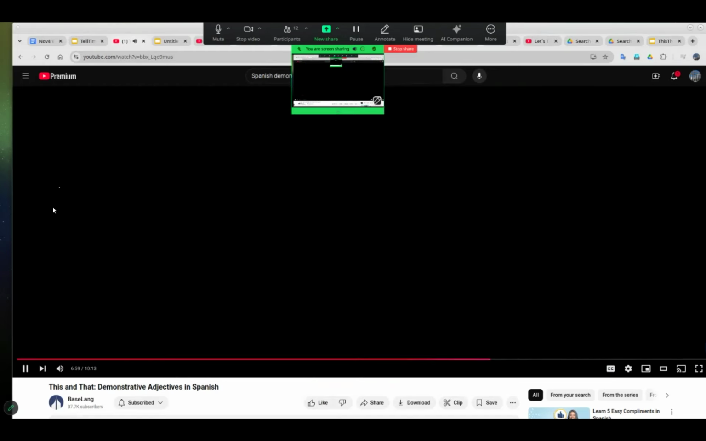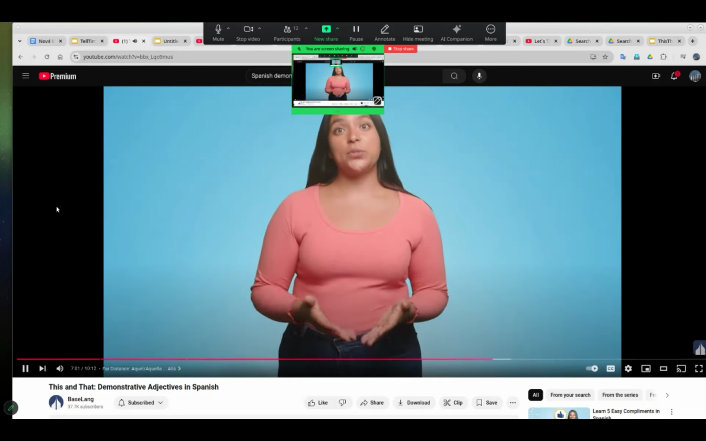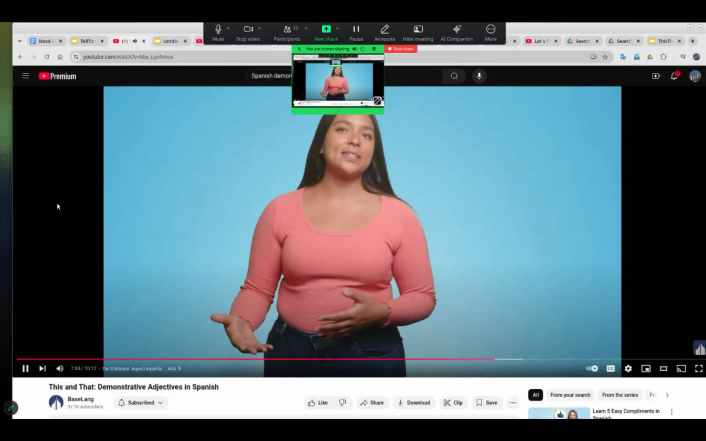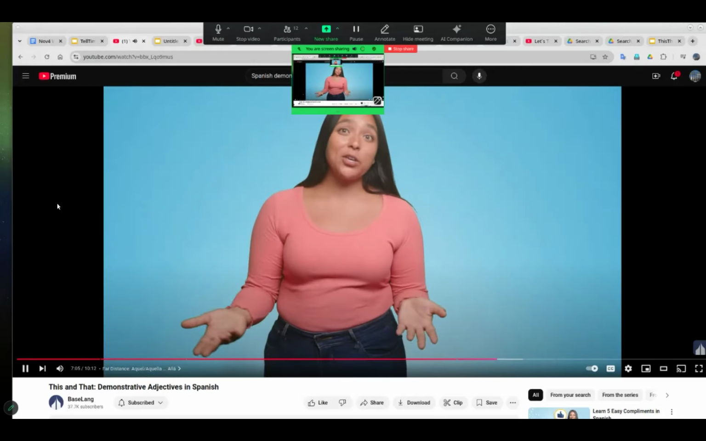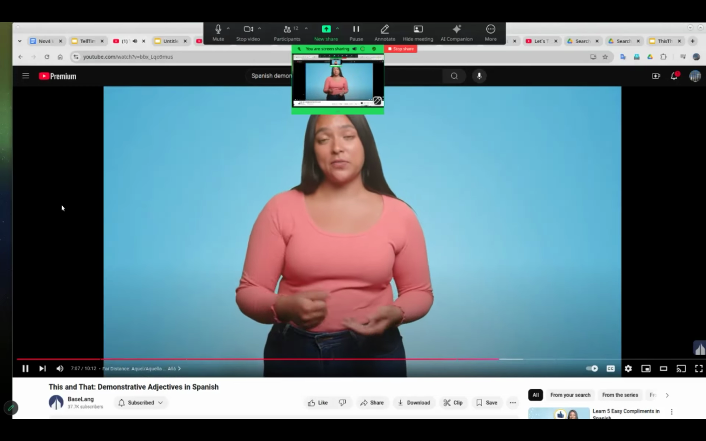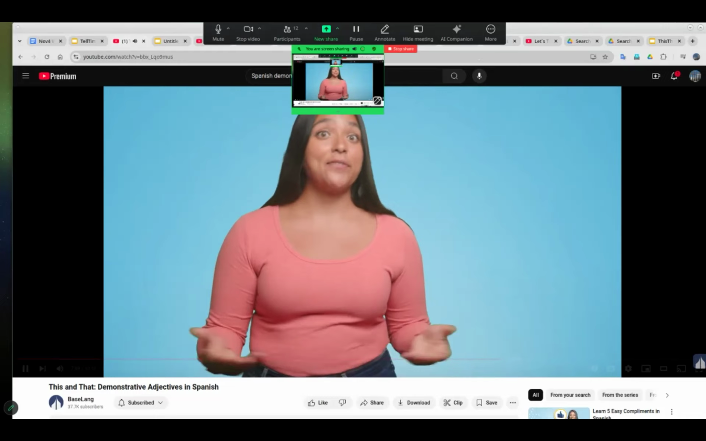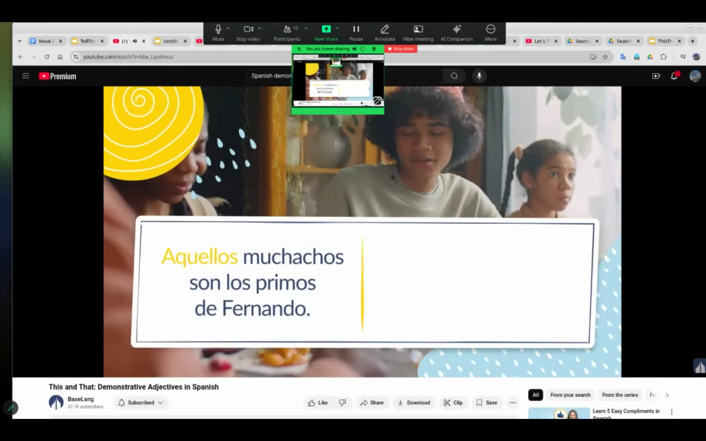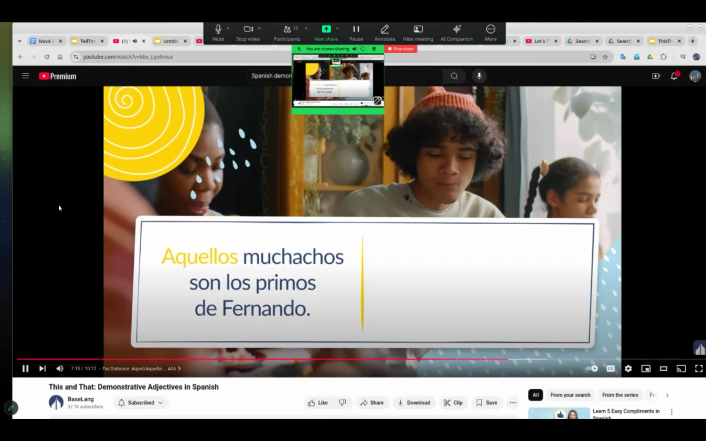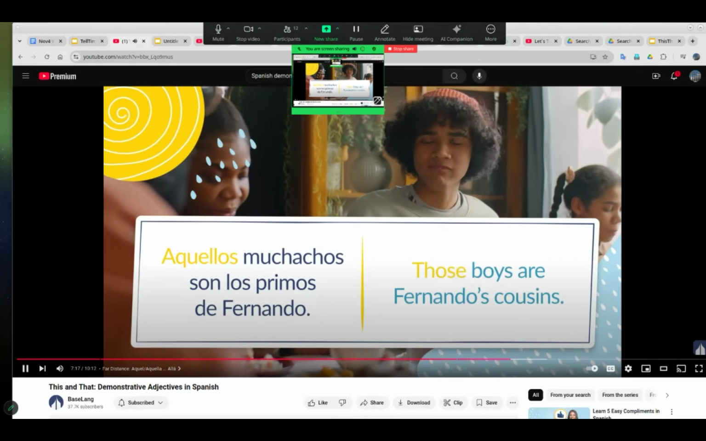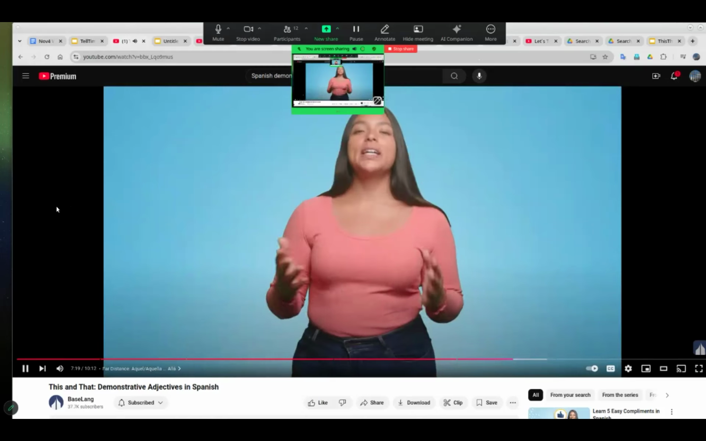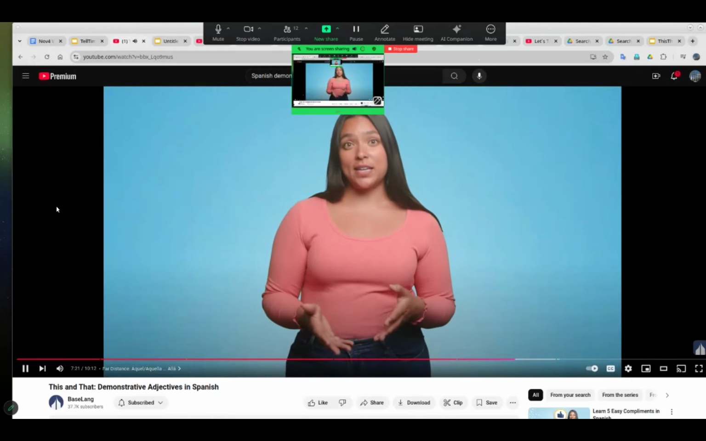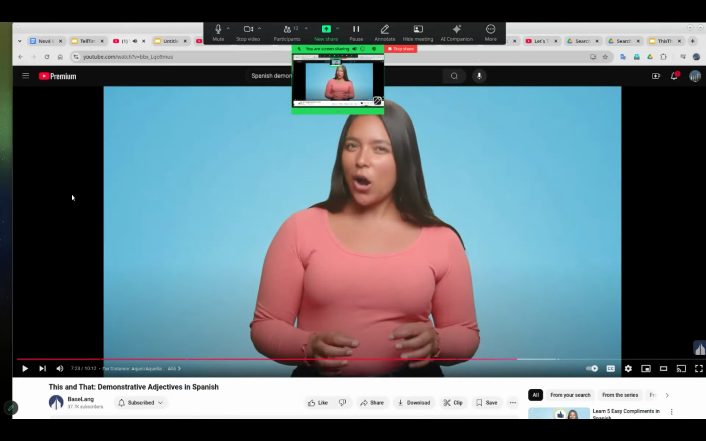In terms of time, these words could be used to talk about something that happened quite a long time in the past. Something you might not necessarily even mention a specific date for. For example, at a family gathering, you might overhear a relative explaining, "Aquellos muchachos son los primos de Fernando." Those boys are Fernando's cousins. And the aquellos chicos would probably be across the room.